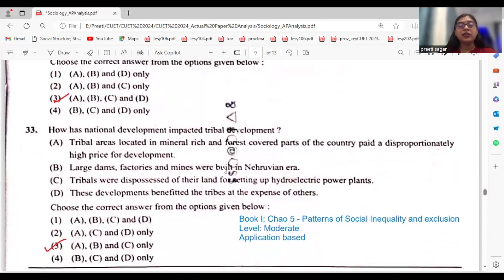Next is, how has national development impacted tribal development? Again, we can use the elimination technique. Statement 4 says that these developments benefited the tribes at the expense of others. That is an incorrect statement. So options A, B, and C are the correct statements, and option 3 is the right answer. Tribal areas are located in mineral-rich regions, as we know, or are forest covered, and they paid a disproportionate price for the development. Large dams, factories, and mines had been built in the Nehruvian era. That is also correct. Tribals had been dispossessed from their land for the setting up of hydroelectric power plants. So A, B, C are the correct statements.